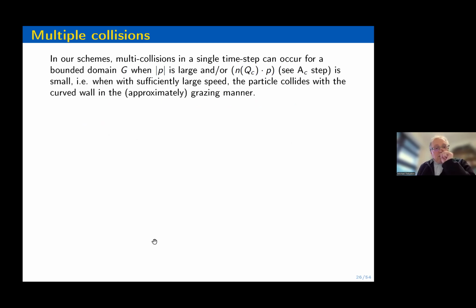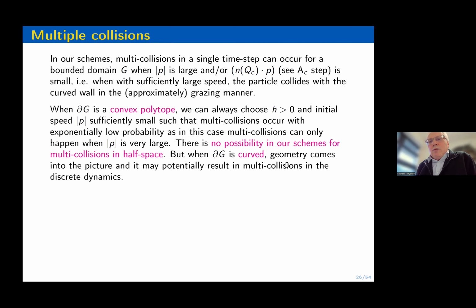So it looks simple, but we have a problem. Due to curvature of the domain, we can have multi-collisions in a single step. In comparison with other methods developed before us, we will not have multi-collisions in the case of half space by the design of the method. But when the domain is curved, then geometry starts playing its role.